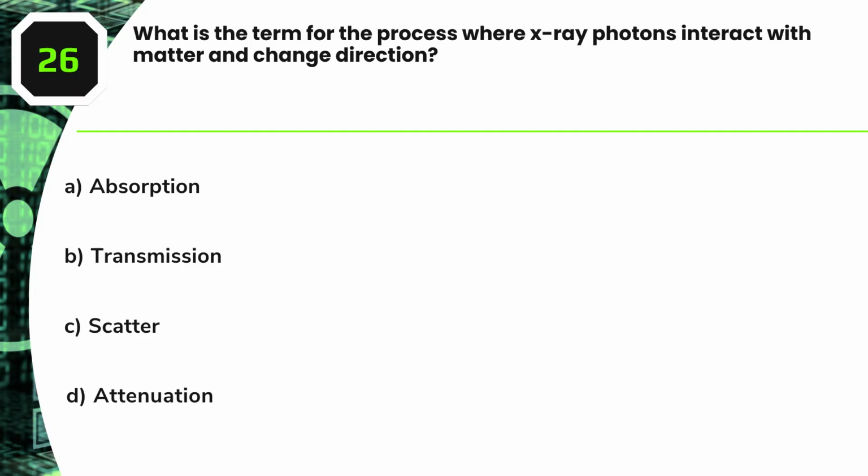Question 26. What is the term for the process where X-ray photons interact with matter and change direction? A. Absorption. B. Transmission. C. Scatter. D. Attenuation.